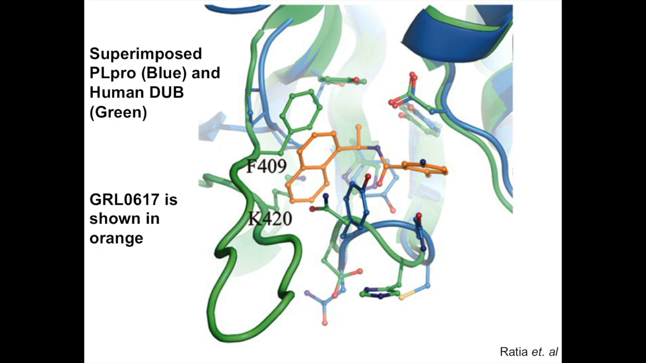The inhibitor was tested in Vero E6 cells against PLpro and 4 human DUBs. The results showed that GRL0617 prevented PLpro from carrying out its reaction, but did not inhibit human DUBs at all, because they contain phenylalanine 409 and lysine 420 residues that cause steric hindrance. Thus, GRL0617 demonstrates specificity for PLpro.